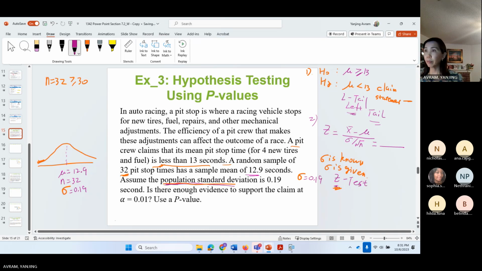I need to make a little bit of correction here. 13 seconds is the population mean. The sample mean is the x bar. X bar here is 12.9, which is less than 13. That is your x bar. The crew claimed that the mean stop time is less than 13 seconds, so 13 seconds is the population mean here. That is very important because the other one is telling you the sample mean.